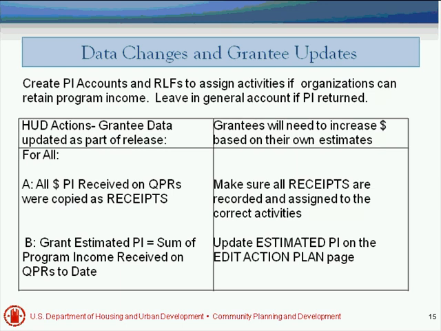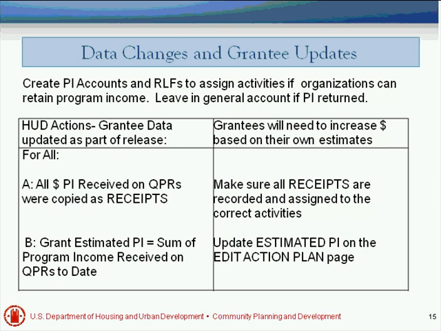And it shouldn't be just over the next 6 months. It should be over the life of the grant. Again, we mentioned we don't want you to have to go in and make adjustments to the action plan. So this is your time right now to look at what you're planning and bump these things up. The first thing we're going to do is create those program income accounts and revolving loan funds, assigning activities to them if the organizations you're funding can retain the program income. Anything else gets left in a general account.